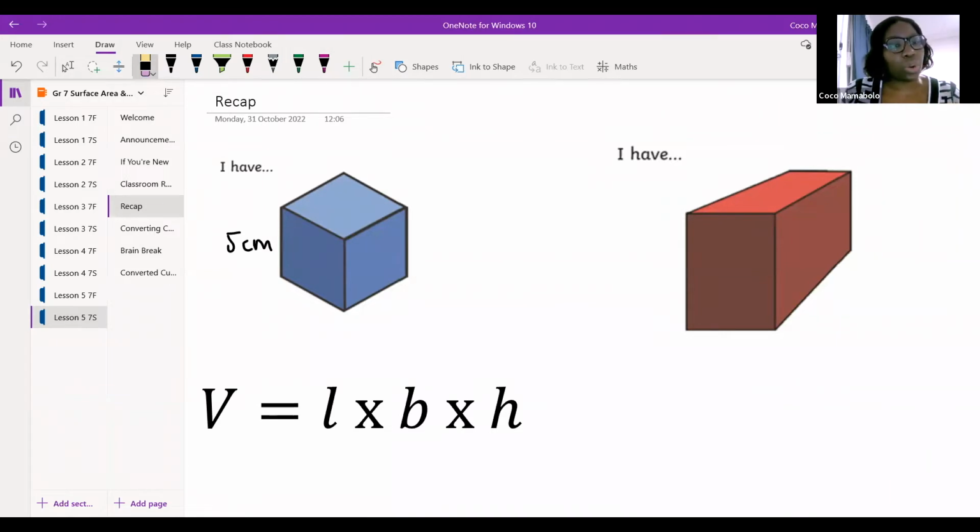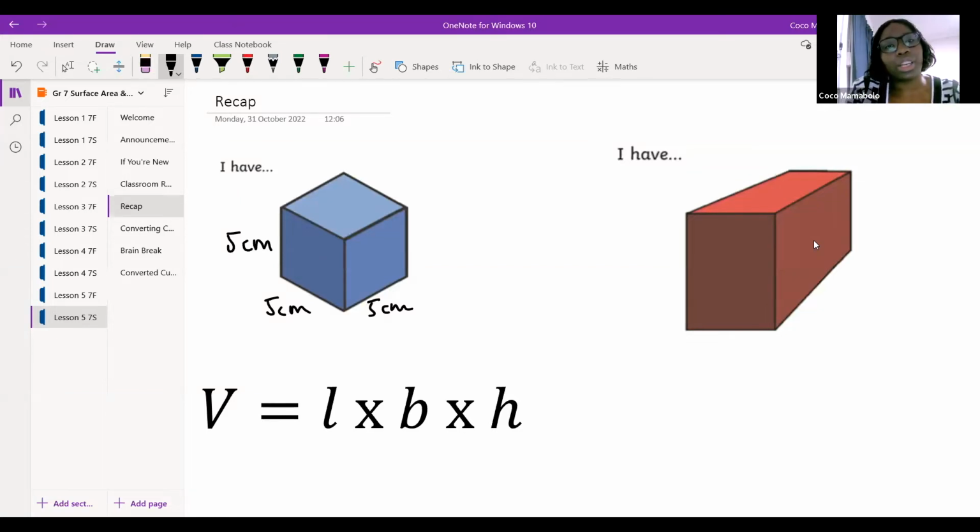I want a brave soul to raise their hand and tell me, why can I do that? Why can I use that one side to calculate the volume of my shape? Saisha, what do you think? Because all the sides are equal in length. Excellent. That means my bottom side is also 5 centimeters and the other side is also 5 centimeters. You did that beautifully. Well done. Okay. That's it, Bonolo. You're 100% correct.